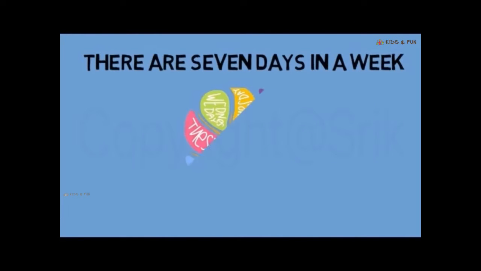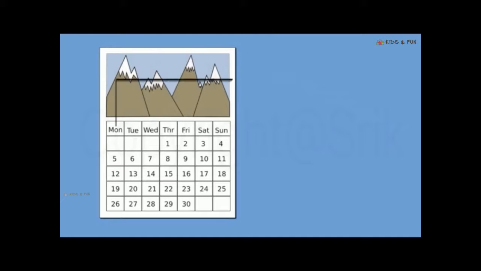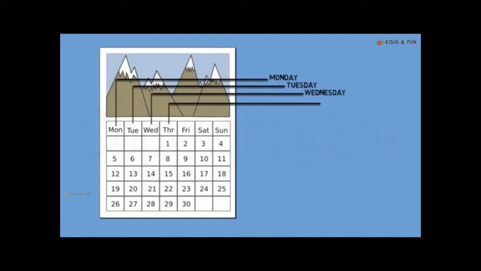There are 7 days in a week. Monday, Tuesday, Wednesday, Thursday, Friday, Saturday, and Sunday.